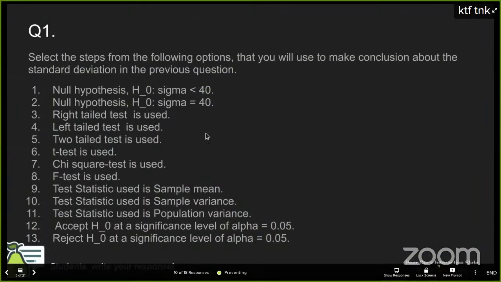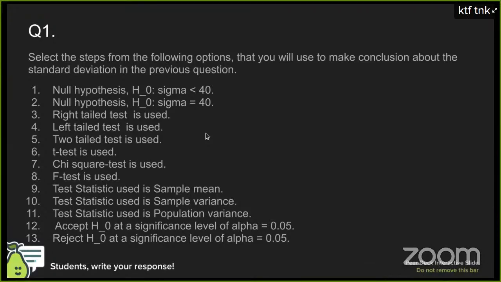Okay, so 10 students have already responded out of 18. So this is not different from what we did, right? First of all, tell me, is the null hypothesis sigma less than 40 or sigma equal to 40? Equal to 40. So option 2 is correct.